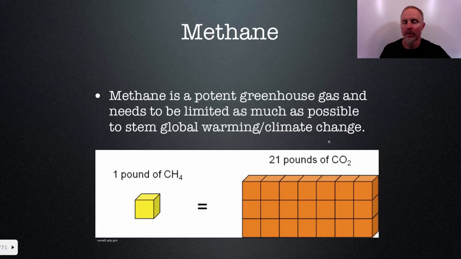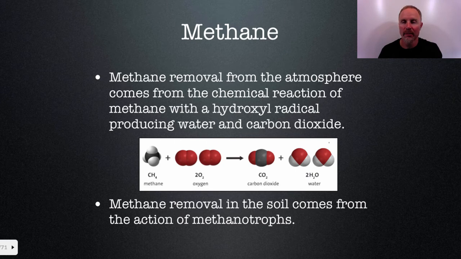And methane is an important greenhouse gas because of its potency. It's about 21 times the greenhouse effect as compared to CO2. So methane is an important thing that we really want to try to limit as much as we can. And it can be removed from the atmosphere, but it's pretty slow.